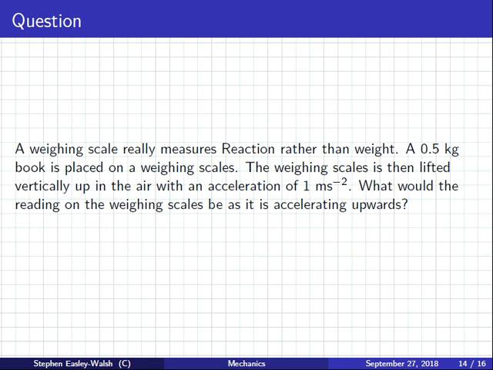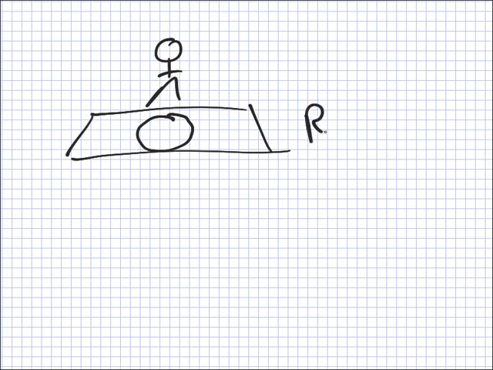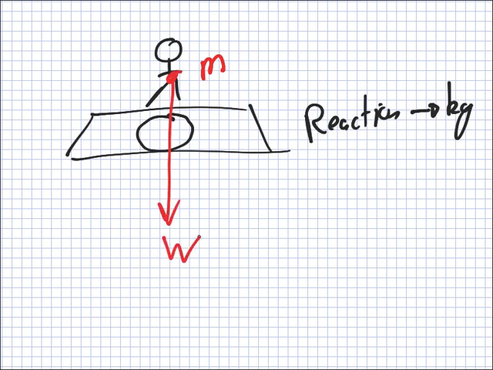A weighing scale, you know the weighing scales you stand on? To measure your weight. It's quite interesting actually. What does this measure when you stand on it? You think it measures kg, but it doesn't actually. What it does is it measures your reaction and then it changes that into kilograms. You might think maybe it measures your N. No, it doesn't. Maybe it measures your weight. No, it doesn't. It measures your reaction.